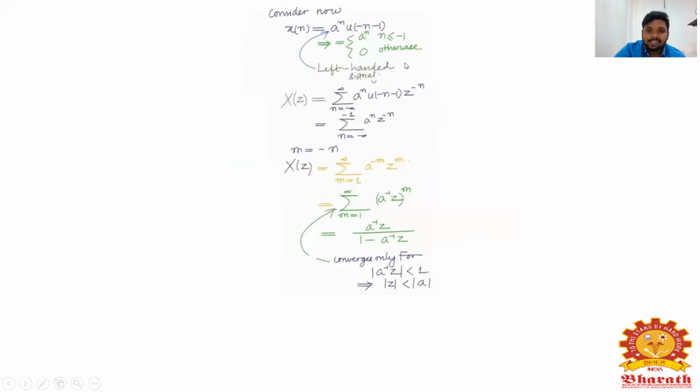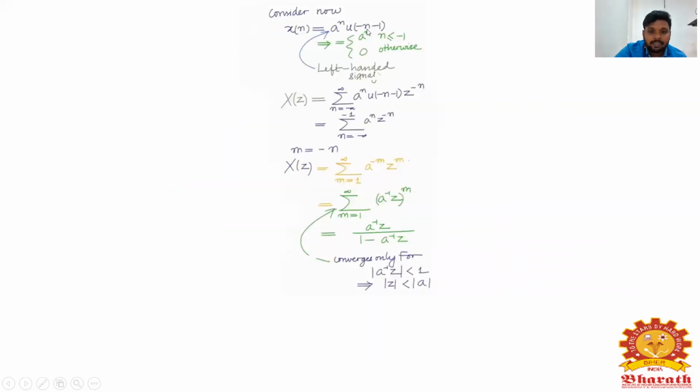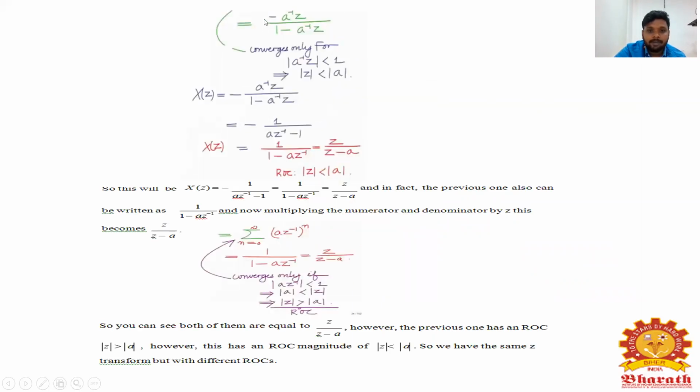So for modulus of z greater than a, the Z transform converges outside the circle. Let us take another example: minus a power n u of minus n minus 1. This is a left hand signal. If I take the Z transform for this, I will get a power minus 1 z divided by 1 minus a power minus 1 z. We want minus a power n u of minus n minus 1, so we have to add the minus symbol: minus a inverse z divided by 1 minus a inverse z.